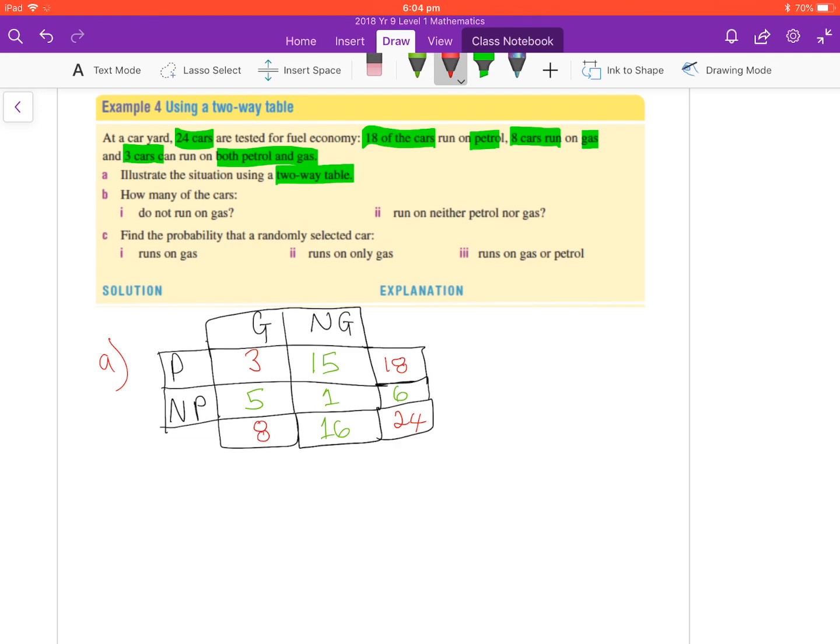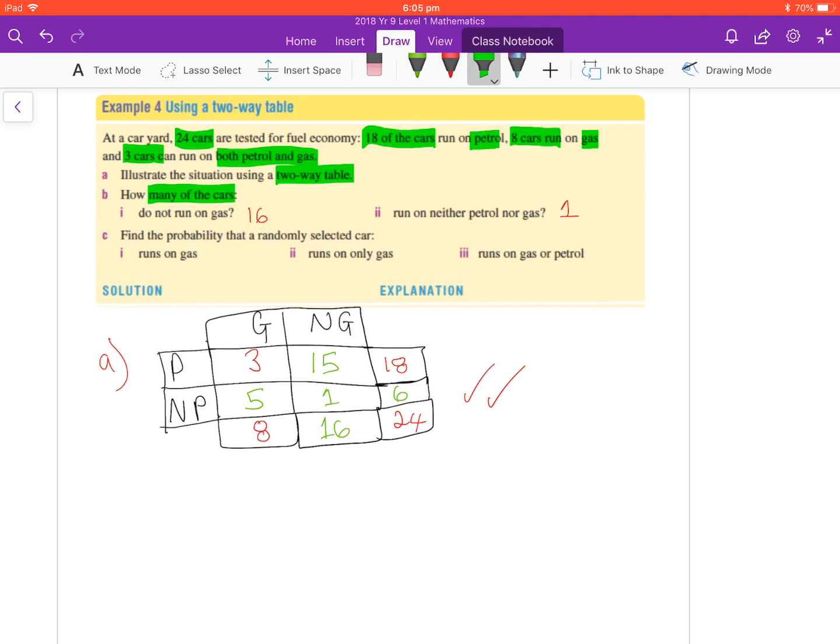Well done. Now we simply go back, very simply, once again, 2 marks probably for the table. Now we go back to our questions, and this should be the more straightforward part. Now they're asking us how many cars do not run on gas. So how many cars do not run on gas? There are 16 cars that do not run on gas. Run on neither petrol nor gas. There's only 1, so that could be like an electric car.